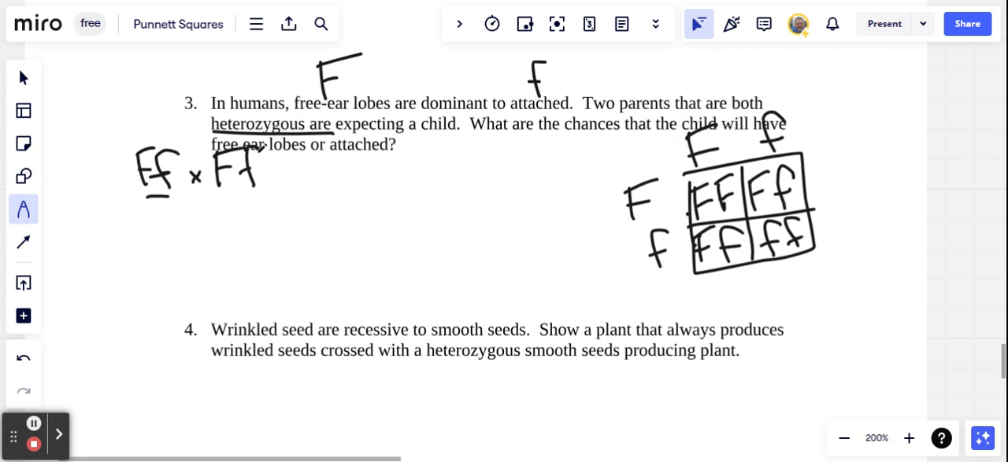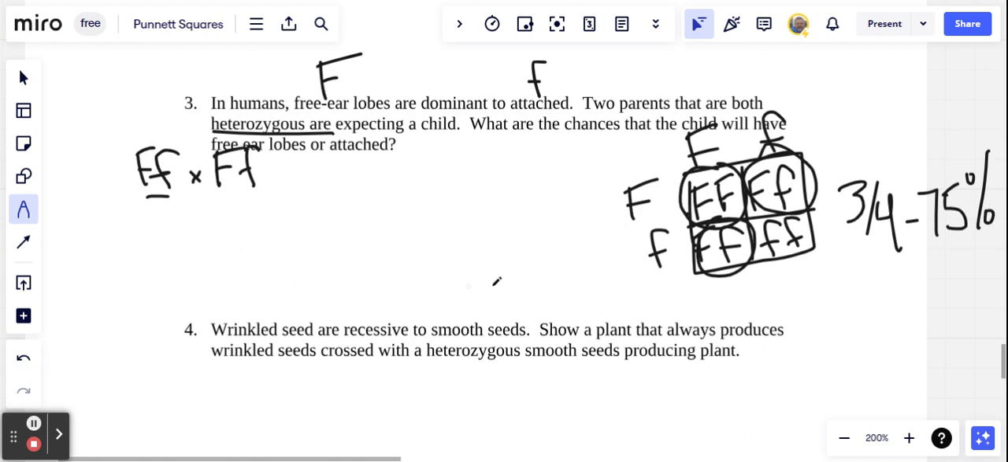So what are the chances the child will have free earlobes? They're dominant. This one has a dominant allele, and that has a dominant allele. So it's 3 of 4, or 75%, are free earlobes. That's the answer: a 75% chance, or 3 in 4. And then 25%, 1 in 4, that would be this one here, are attached. These are free, these are attached. 75% free, 25% attached. That's number 3.